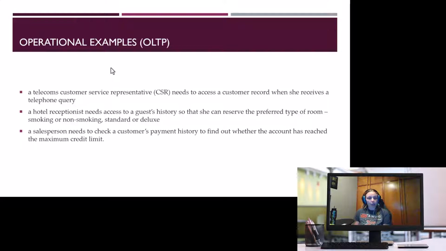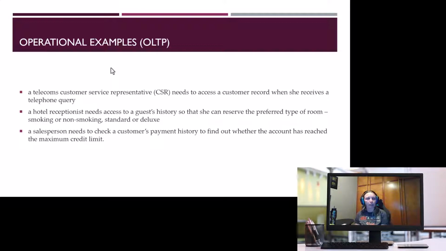So if we're talking about operational, which is also denoted by the acronym OLTP, if we have an example, a telecom's customer service representative needs access to a customer record when she receives a telephone query. So you have a problem and you have called Charter and they pull up your account. Oh, I see that you have this, this, and this. What seems to be the problem?